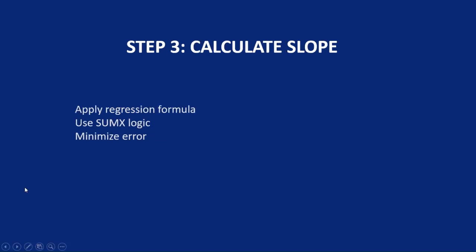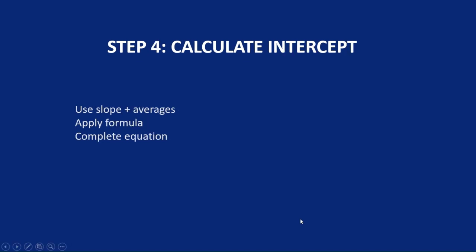Third, we calculate the slope. Use SUMX to iterate through the data, apply the regression formula, and combine sums and counts. The slope tells us how much y changes when x changes. Then we calculate the intercept. Use the slope and averages, apply the intercept formula, and find where the line crosses the y-axis.